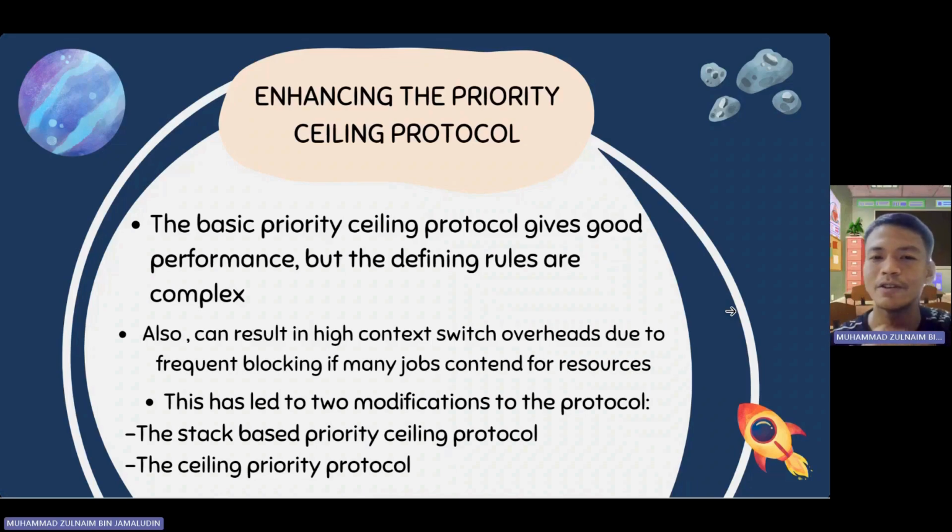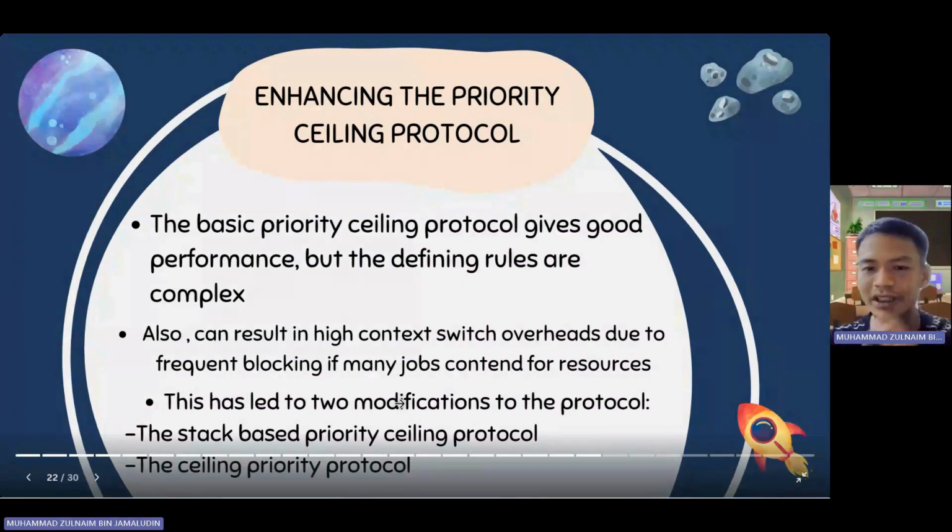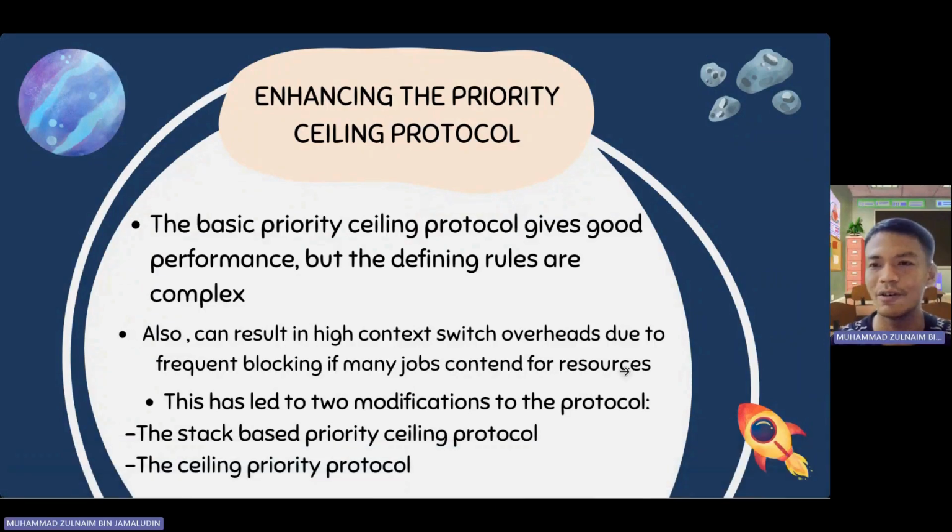The basic priority ceiling protocol gives good performance, but defining the rules is complex. It can also result in high context switch overhead due to frequent blocking if many jobs contend for resources. This has led to two modifications to the protocol, which are the stack-based priority ceiling protocol and the ceiling priority protocol. So, next slide.